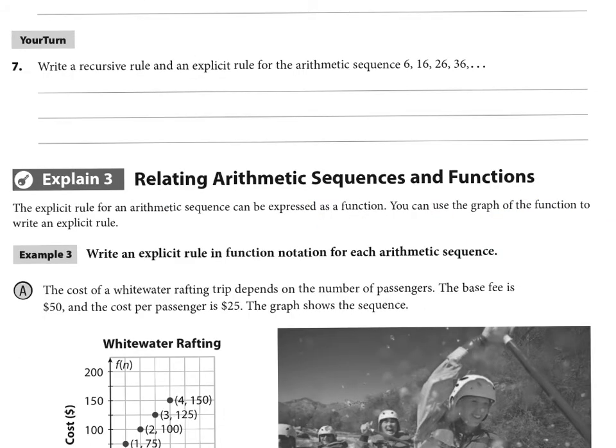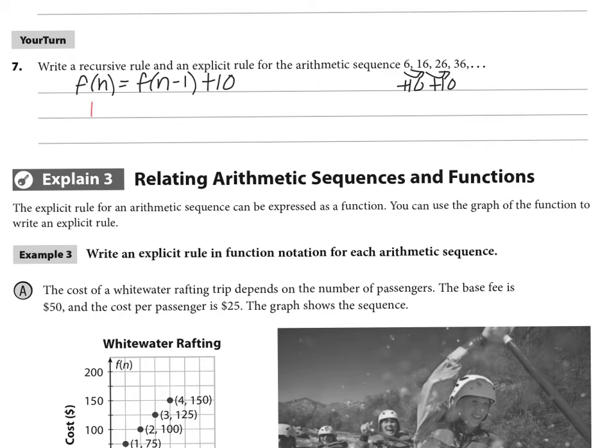Okay, let's look at another one. Same exact thing, only difference is it's not in table form. So again, what I do, I look and see what's happening. Plus 10, plus 10. So the recursive rule would be this. Remember, recursive always has two f's in it. f of n equals f of n minus 1, what are we doing? Plus 10.